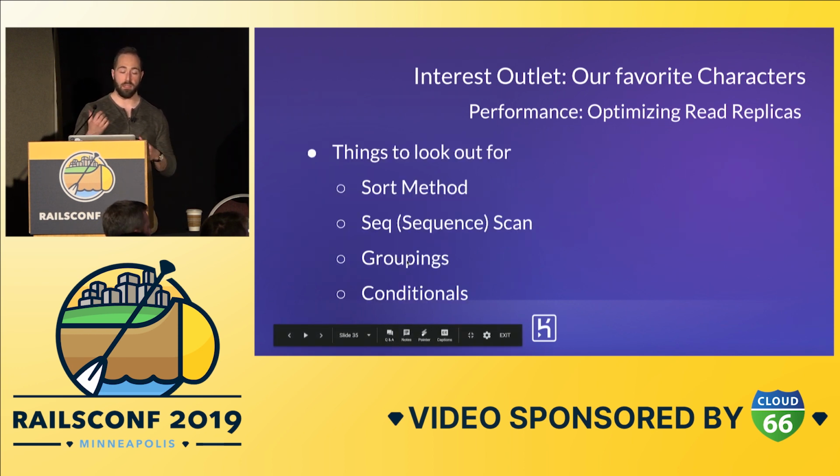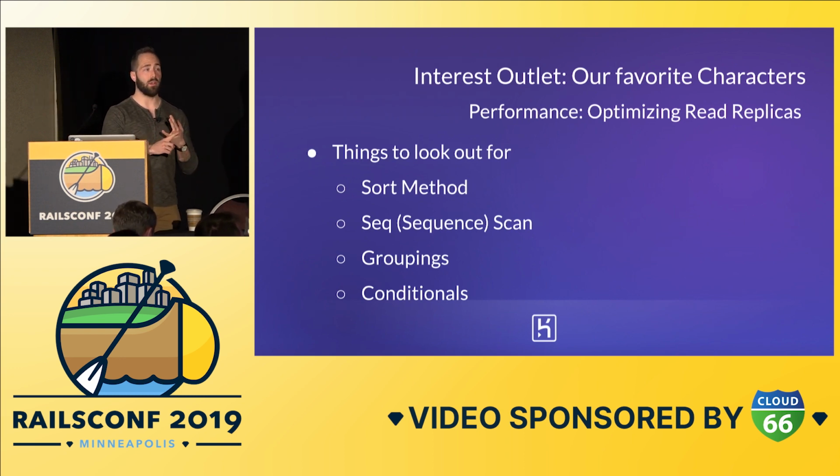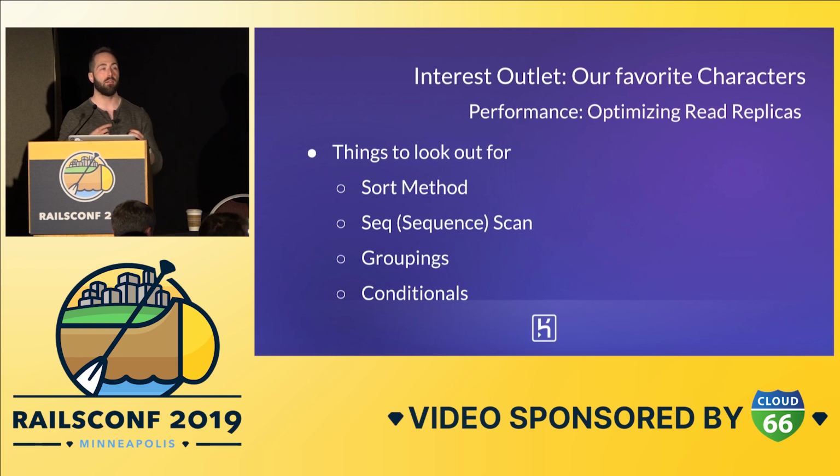So some things to look out for when you're looking at explain analyze are the sorting method you're using. The sequence scan are going to be the least performant of your types of scans. Groupings will also affect that, and conditionals will also affect that. Surprisingly enough, there is internal ordering as Postgres constructs the data set, so conditionals and groupings will affect that too, depending on how complex your queries are.